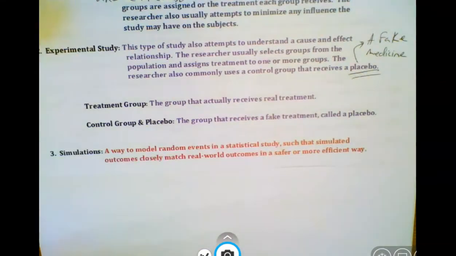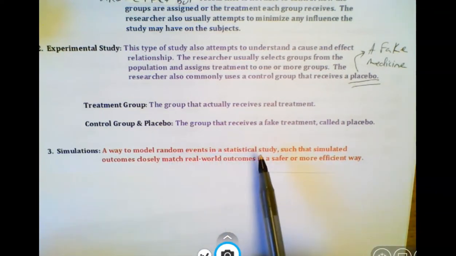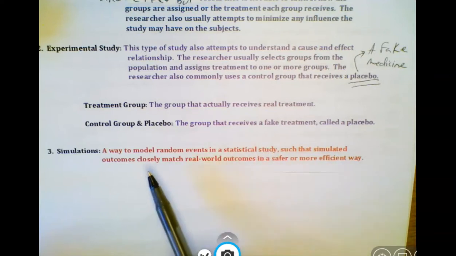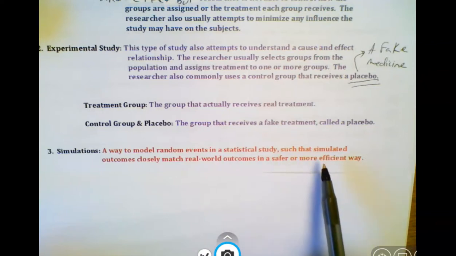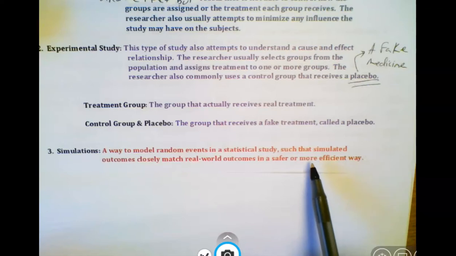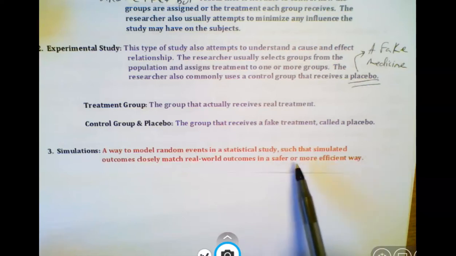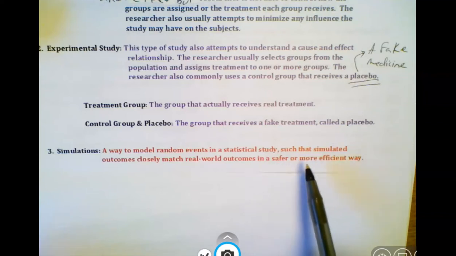All right, simulation is another type of study. A simulation is a way to model random events in a statistical study such that the simulated outcomes closely match real world outcomes in a safer and more effective way. For example, if you want to test whether or not cars are safe when they crash, you might see those pictures with the crash dummy in the car. You wouldn't actually put a person in the car to see if they get hurt, but you would use something to simulate what an actual crash would look like. So that's a simulation study.